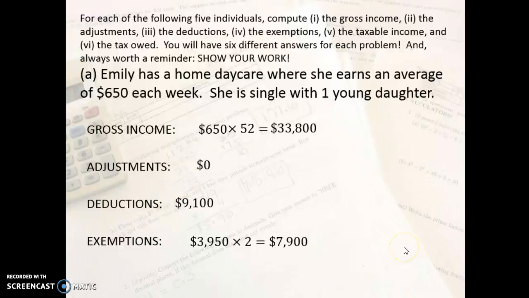All right, step 5 now, taxable income. Taxable income, you're going to take those figures from steps 1 through 4, and you're just going to subtract.